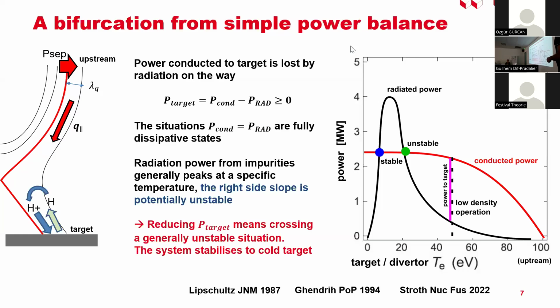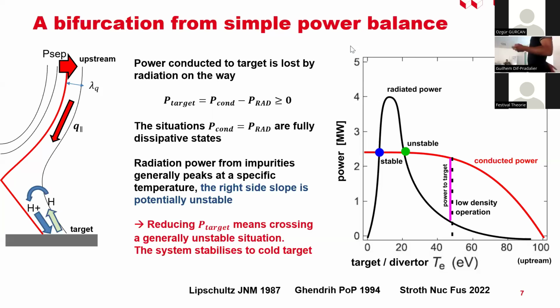So if you are in a regime, let's say at 50 eV, the conducted power is above the radiation, so you still get power reaching the target. We want to reduce this power, so we will try to reduce the temperature to push this point toward the peak. And eventually, the two curves, the red and the black, will cross, and this is a fully dissipative state.